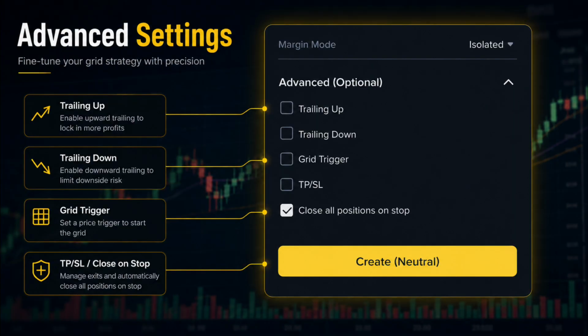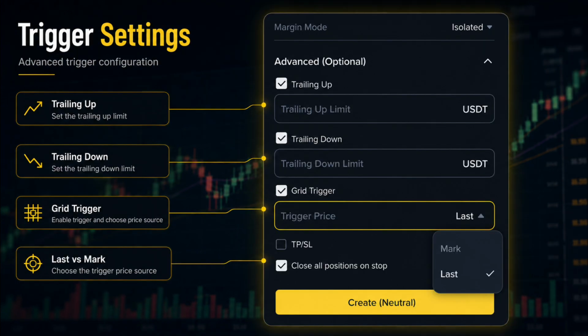Now let's look at the advanced optional settings. The first two are trailing up and trailing down. These are designed to help the bot follow the market direction instead of staying completely fixed. Trailing up allows the bot to adjust upward if the market keeps moving higher. Trailing down allows the bot to adjust downward if the market keeps moving lower. These can be useful in some situations, but they are advanced tools. If you do not fully understand them, it is often better to keep the setup simple first.